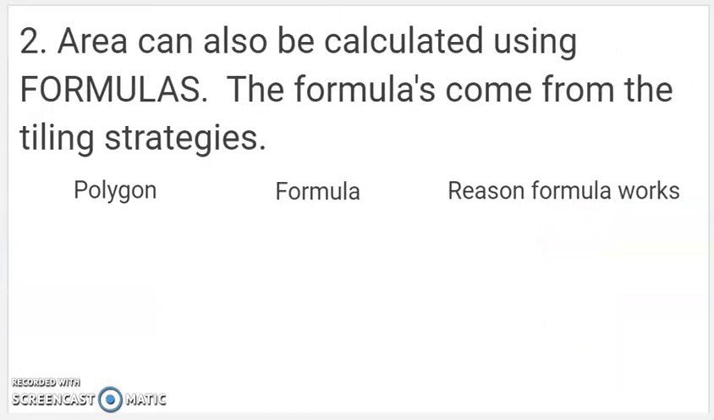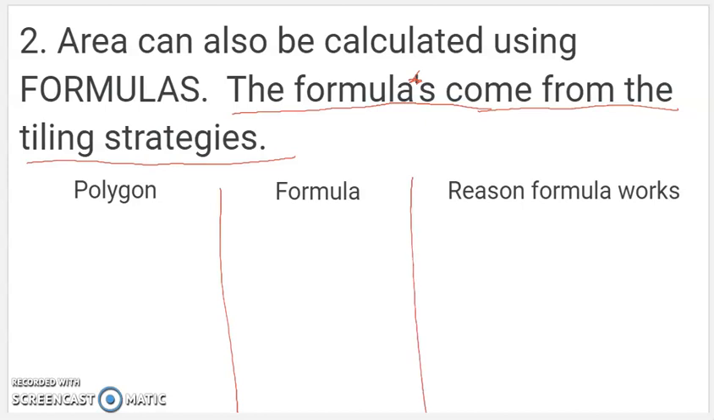After tiling, area can also be calculated using formulas. Formulas are nice because they're short and important to remember. The formulas, they don't need an apostrophe there, come from the tiling strategies. The formulas aren't just magic things some math teacher made up. They come from the exact things you do in the tiling strategies, where you cut and move and double and all that stuff. So write this down as number 2. Also start yourself a chart here, because we're going to review real quick what polygon has what formula and why that formula works.